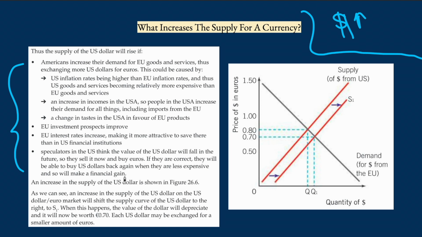An increase in the supply of US dollars is also shown here. So given the exact same context as before, the only difference is that the supply has shifted instead of the demand, from an original curve of S to S1. And as we can see here, based on where the original versus the new equilibrium is and looking at prices, we can see what has happened to the value of the US dollar. As you can see here, it has gone from being worth 0.80 euros to being worth 0.70 euros, meaning that the US dollar has depreciated and decreased in value. Therefore, each US dollar may be exchanged for a smaller amount of euros now.